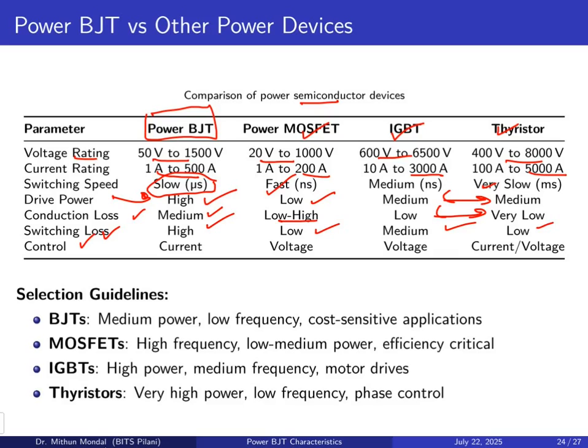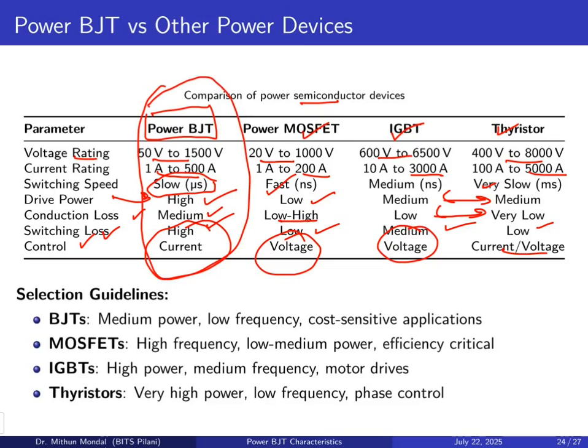Control: the BJTs are current control devices, MOSFET is a voltage control device, IGBT is also a voltage control device, and thyristor can be current control or voltage control. So in this topic we have focused on power BJT. In the next lecture we will see the power MOSFET and then go with the IGBT and thyristors.